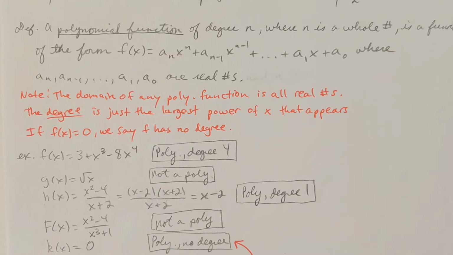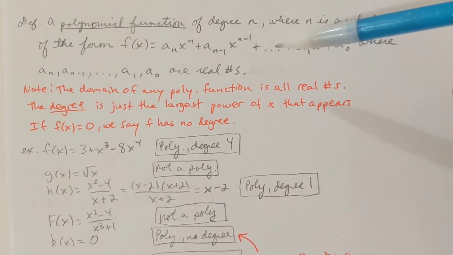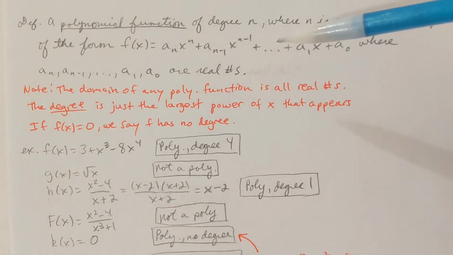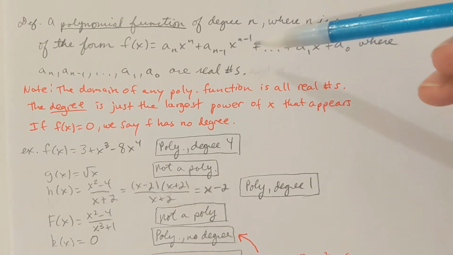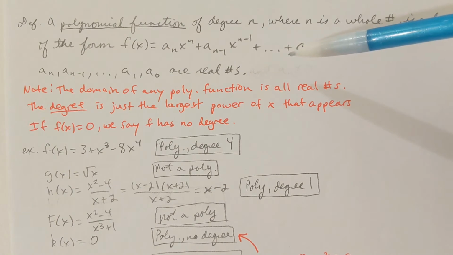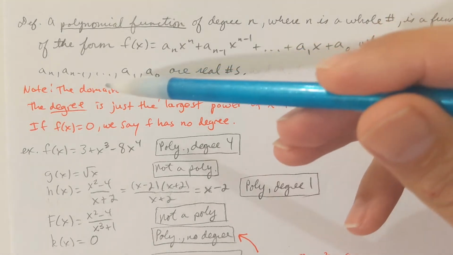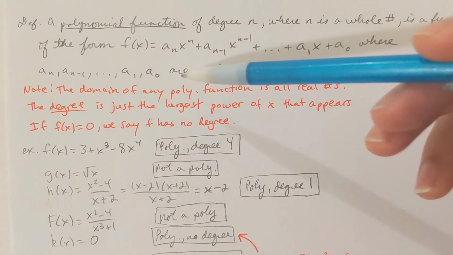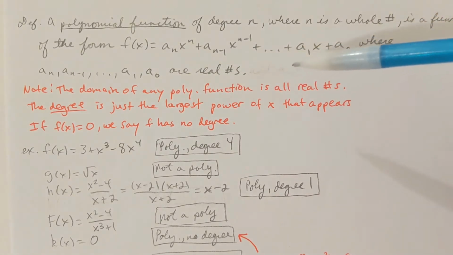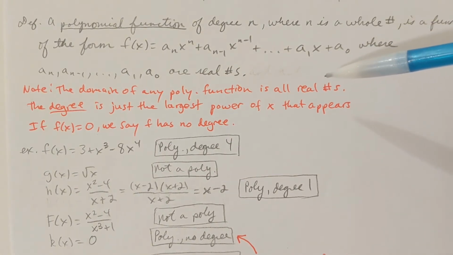Definition: a polynomial function of degree n, where n is a whole number, is a function of the form f of x equals a sub n times x to the n plus a sub n minus 1 times x to the n minus 1 plus a sub n minus 2 times x to the n minus 2 plus etc., plus a sub 1 times x to the first plus a sub 0, where a sub n, a sub n minus 1, a sub n minus 2, etc., all the way down to a sub 1 and a sub 0, those are real numbers. The domain of any polynomial function is all real numbers.